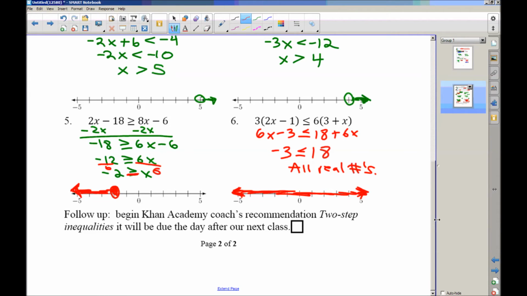All right, so you should begin a Khan Academy coach's recommendation on two-step inequalities. It will be due the day after our next class. So you're doing this and coming back to class, and then it's due the next time, so you get some chance to practice. The Khan Academy one is only two-step inequality, so it doesn't have quite the harder ones we did on the bottom here for 5 and 6.